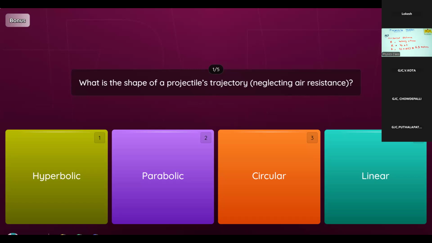Very quick response. Very good. Two, yes, correct. Any other response? Okay, another response. Yes, APMS. Very good, Krishnaveni, Government Junior College. Super. Yes, parabolic path. Good.